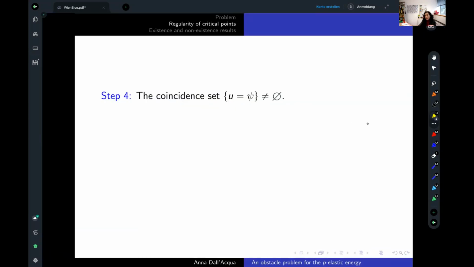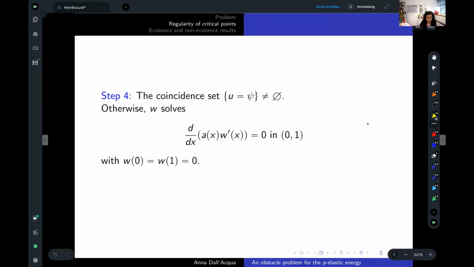Okay, so what can we say about the coincidence set? That is always non-empty. We are always going to touch the obstacle somewhere. And that is a direct application of the maximum principle. If that were not true, if we wouldn't touch the obstacle, then we would be a solution of the differential equation with a zero right-hand side, without a term of order 0, with zero boundary condition. Then the maximum principle tells us W has to be identically equal to 0.